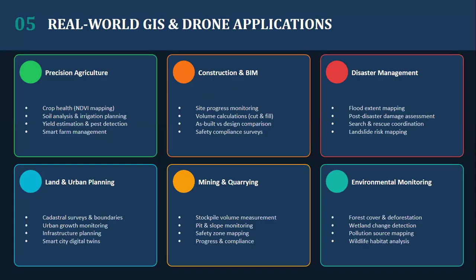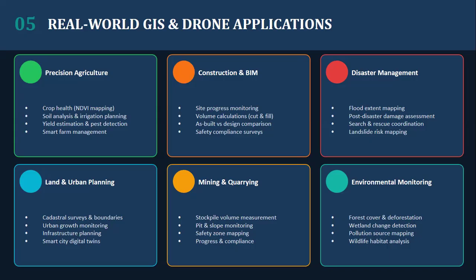Let us now see some of the real-world drone applications in geographic information systems. Drone mapping and GIS technologies have several applications across numerous industries. In precision agriculture, drones help monitor crop health, optimize irrigation, and improve yield through NDVI analysis. That is nothing but the normalized difference vegetation index.